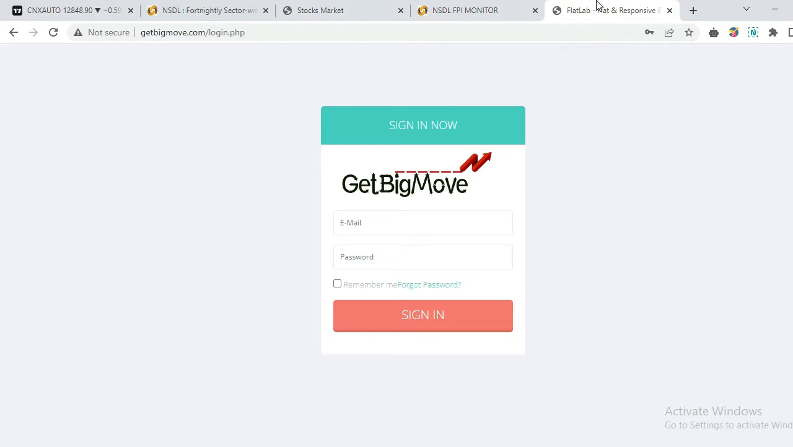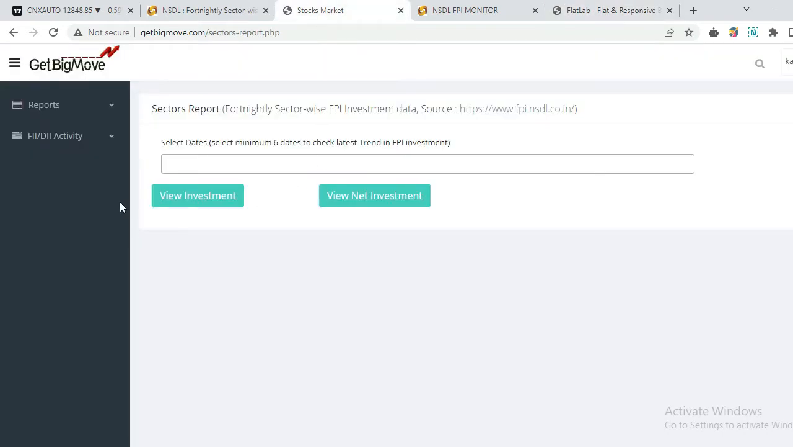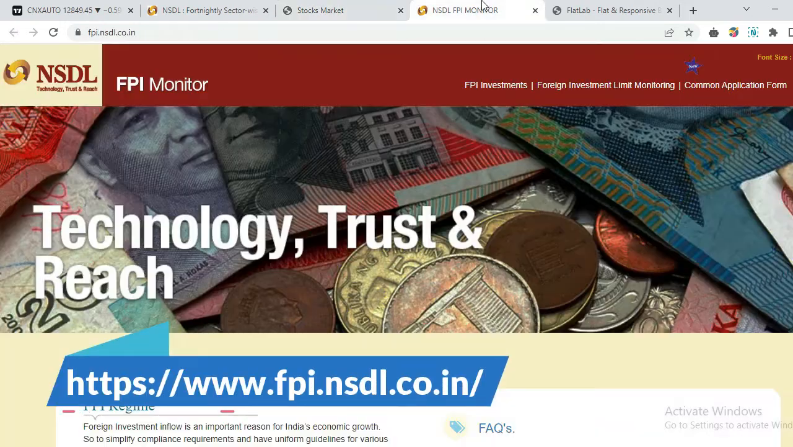Firstly, you have to log into the website getbigmove.com, and after logging in you will go directly to the dashboard, and from the dashboard you can go to the sectors report. I am already on the sectors report. We are taking the entire data from this FPI website, which I have already shown you.